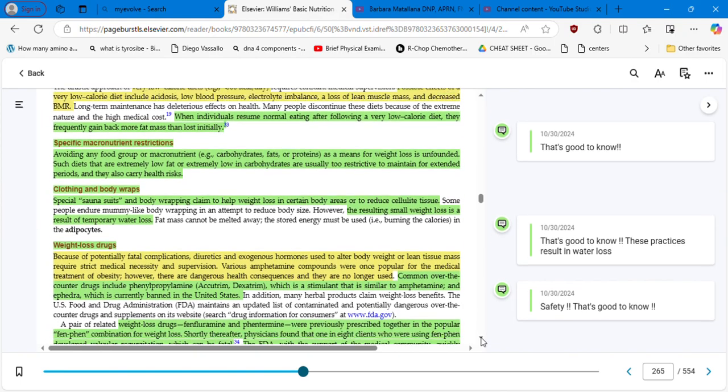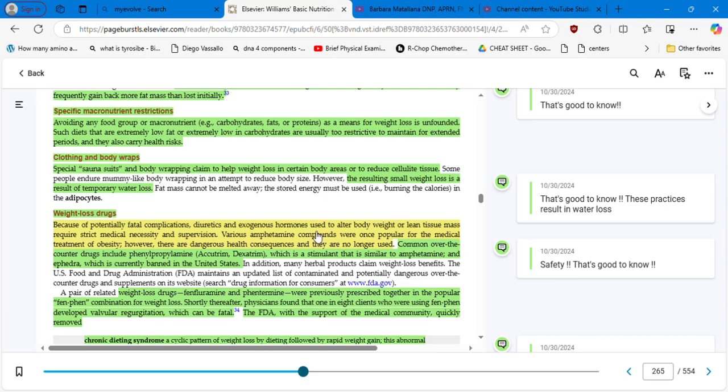Now, specific macronutrient restrictions: avoiding any food group or macronutrient, carbohydrate, fats, or protein, as a means for weight loss is unfounded. Okay, such diets that are extremely low in fat or extremely low in carbs are usually too restrictive to maintain for extended periods, and they also carry health risks. And remember, we need a certain amount of fats for our brain function. That's the most important thing that we need to remember, right?